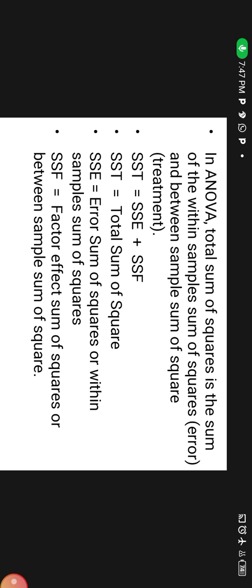The calculations are more tedious when done manually, so statistical software can be used for the calculations. You still remember that the formula for calculation of sum of square differs depending on the number of factors involved and if replication is also involved.